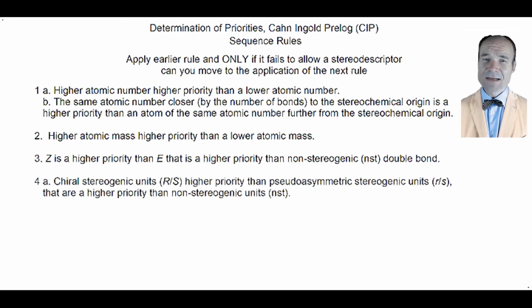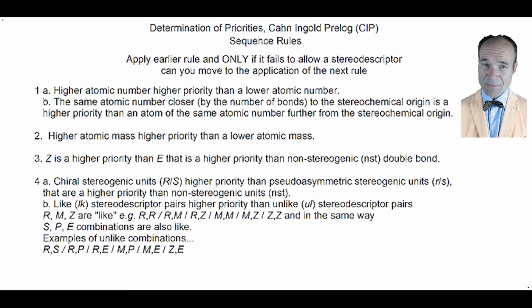4A. Chiral stereogenic units, so that would be capital R and S, are a higher priority than pseudo-asymmetric stereogenic units, small r and small s, and that is a higher priority than non-stereogenic units. 4B.